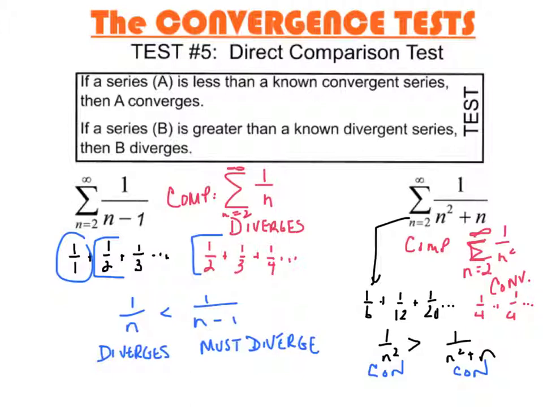Be very careful with this test. As I said, you can't take a divergent series and prove convergence, ever. You can only prove that, you've got your divergent series, everything above it must also diverge. You can only prove convergence with a convergent series. So you can have your convergent series and show that everything below it or less than it also converges. And you have to be very, very careful with that.